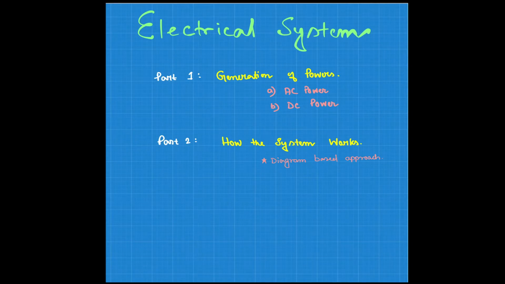Welcome, and today I'm going to discuss the electrical system of the Airbus A320. This topic is very huge, so I'm thinking to divide it into two parts. The first part, today, is the generation of power. Here I will discuss how the AC power and DC power are generated and what the components of the whole electrical system are.